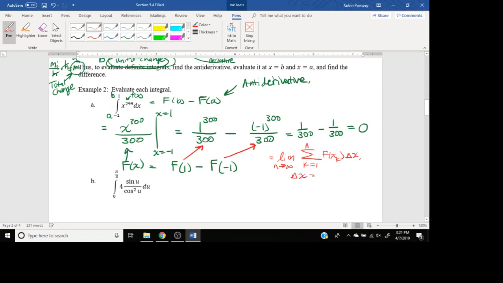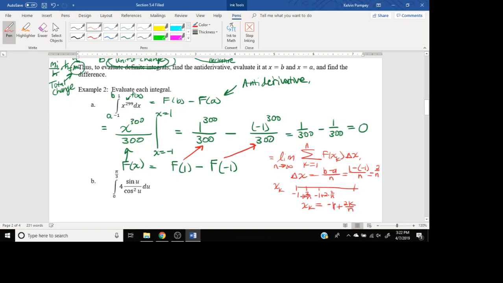We'd have to find delta x, which is b minus a over n, 1 minus -1 over n, and then we'd have to figure out what x_k is, right? Well, if we start our interval at -1 and our delta x is basically 2 over n, we're going to add 2 over n each time. So this is going to be -1 plus 2 over n, -1 plus 2 times 2 over n. And so our x_k is going to be -1 plus 2k over n, right?